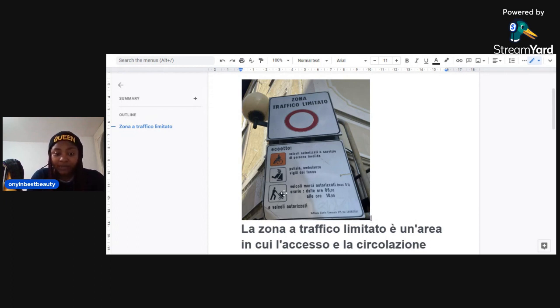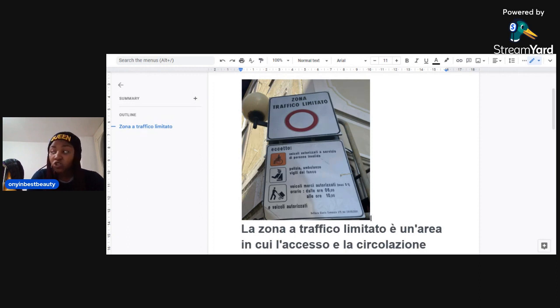Now, this one goes ahead and says veicoli merci autorizzati. Vehicles that carry load, the authorized ones, that carry goods, just as seen in the photo. The authorized ones can enter. Autocarro, authorized ones. Any vehicle that carries goods, as long as it is authorized, can enter here just as it is written. And it is valid from 6 o'clock until 10 o'clock in the morning. Aside from that, they cannot enter again.